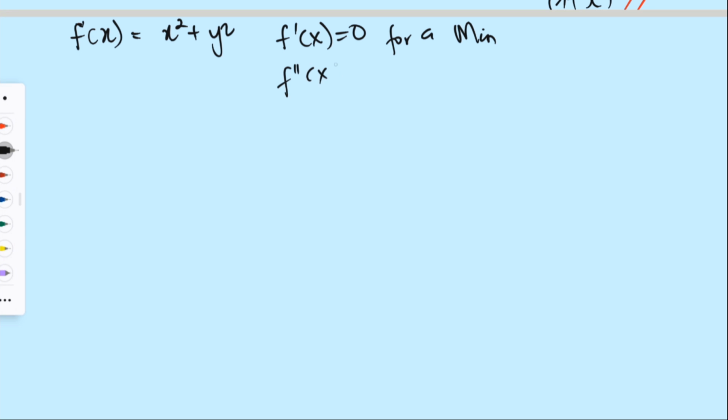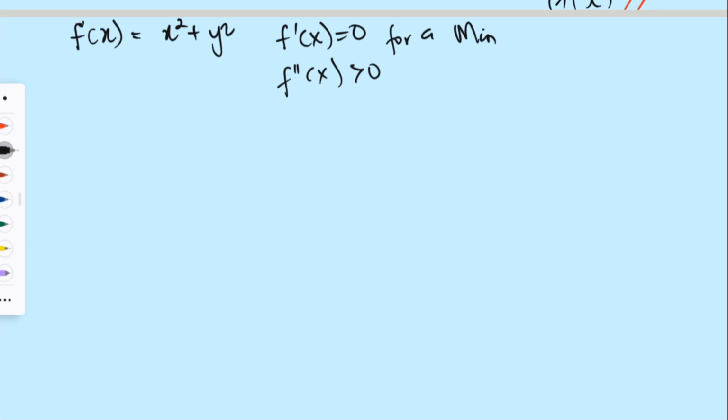So the new function that they want us to get the minimum of, let's just call it f of x, being equal to x squared plus y squared, just like so, right? They want us to get the minimum and show that it's minimal. To get the minimum, first of all, we have to keep in mind that f prime of x will be 0 for a minimum. And then to show it, we have to keep in mind f double prime of x is greater than 0. So we have to find the derivative twice.